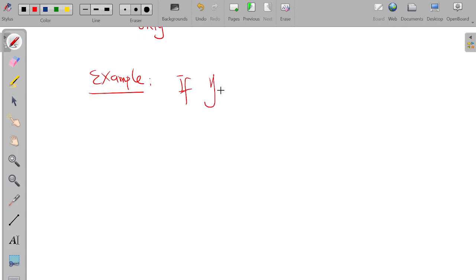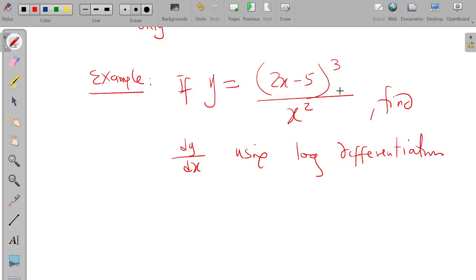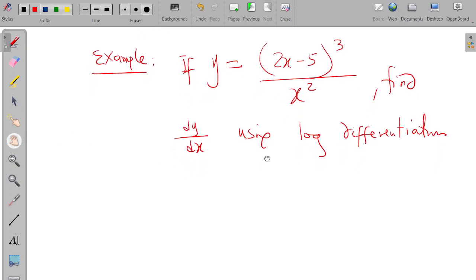If y equals (2x minus 5) raised to power 3 all over x raised to power 2, find dy over dx using logarithm differentiation. Of course, the quotient rule can be used on this, but we want to use logarithm differentiation for this.